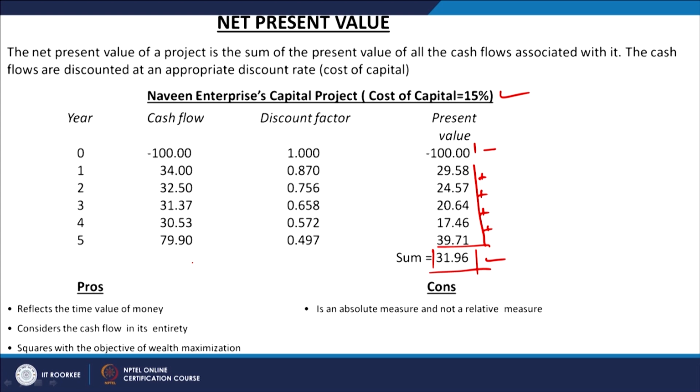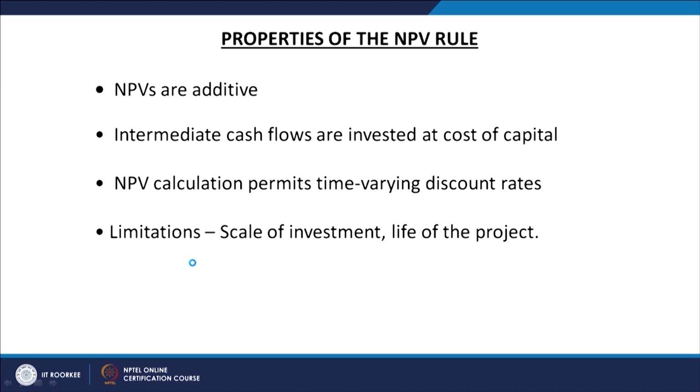So, if you want to find it out, then you have to look at it this way: the intermediate cash flows we are not going to withdraw from the project, we are simply saying that this cash flow will be available and that can be reinvested back into the business at the cost of capital, and finally, all these cash flows can be discounted and their total value can be calculated.